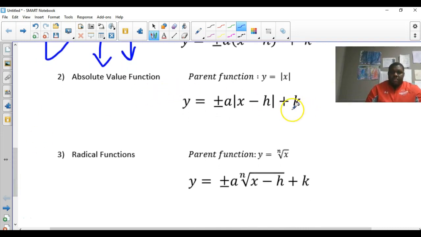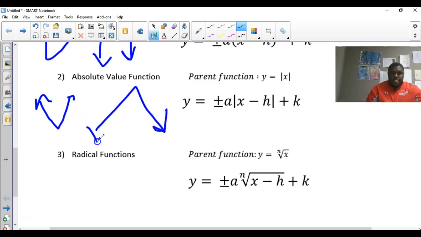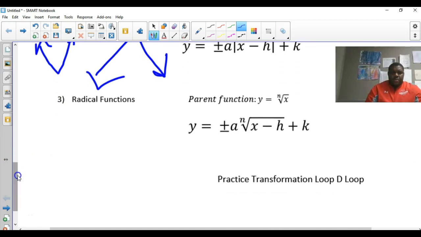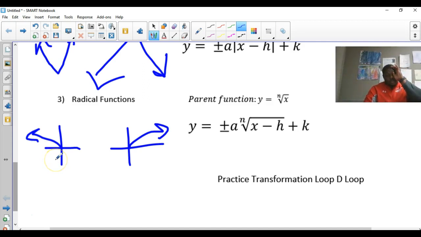For the absolute value function, we just did a test over this, guys. What you get is the V-shaped functions. I hope y'all remember this. These are V-shapes. And then for the radical, I don't know if you remember this, we did this last semester, but a radical function will look something like this. Okay, that's that.